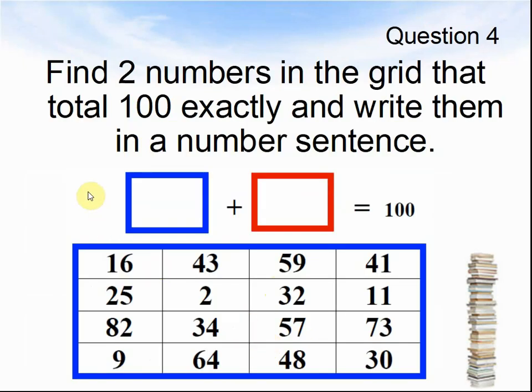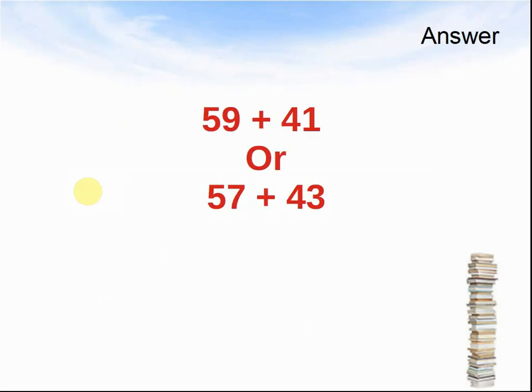Find two numbers in the grid that total 100 exactly and write them in a number sentence. Something plus something equals 100. There are two different answers you could find in this grid. Pause the video until you are ready to see the answer. Here comes the answer. The answer is 59 plus 41, or 57 plus 43. Let's look at the next question.